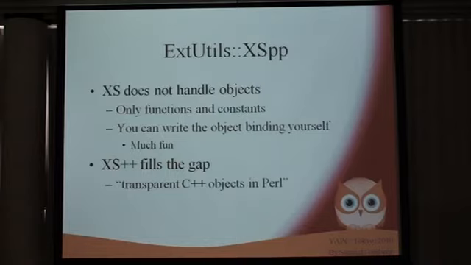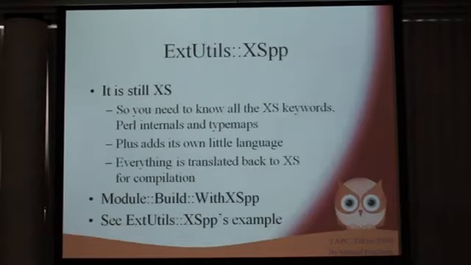The problem is that XS does not handle objects. You can do objects in it, just do a lot of ugly code around it, and you are set. A lot of fun, yeah. And XS++ fills this gap. It is still XS.